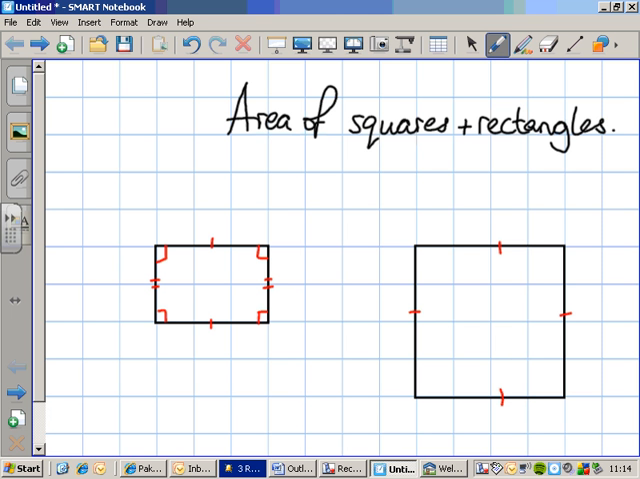We can find the area of these shapes here by counting the squares. Let's assume each square here is 1 centimetre by 1 centimetre. How many squares are there inside the rectangle? Well, there are 1, 2, 3 here, and another 3 here, making 4, 5 and 6. So this rectangle, we can say, has an area of 6 squares, or 6 square centimetres, which we can write as like so, centimetres squared.